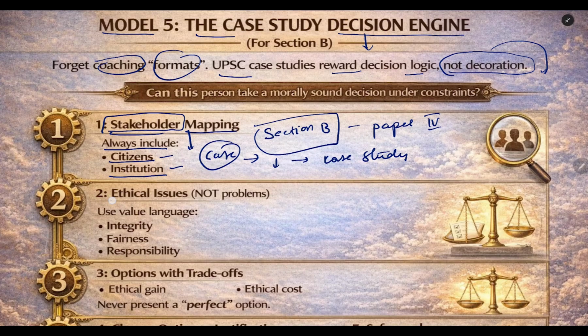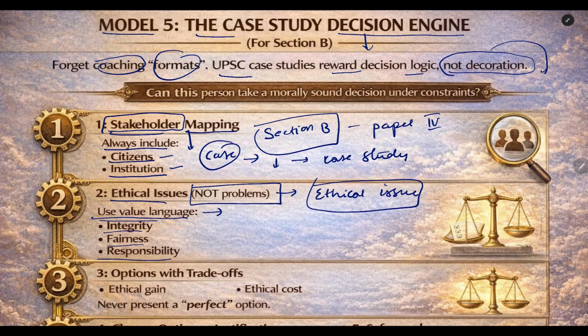In the same way, write ethical issues, not problems. Don't write the problems; you just quote the ethical issues. What are the ethical issues involved in this case study? You have to get a clear idea. Use value language, like we discussed in mental model 1: integrity, fairness and responsibility should be your prior value language.